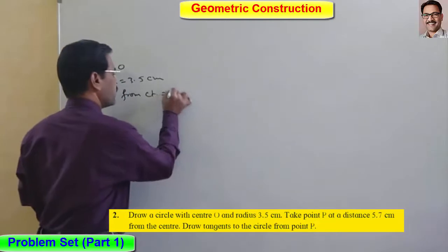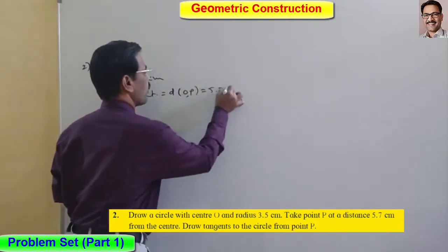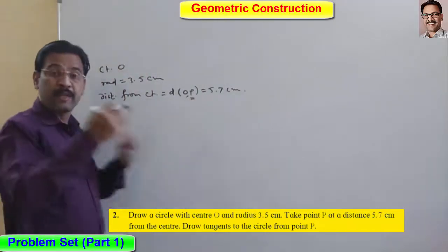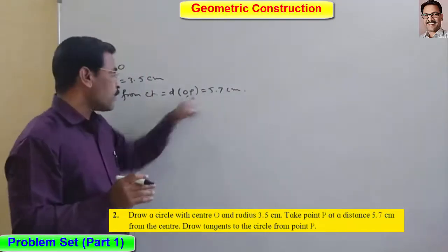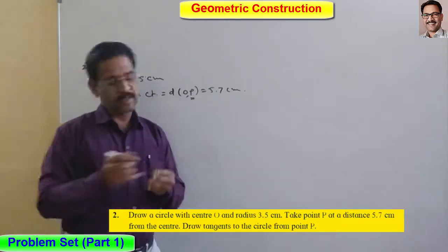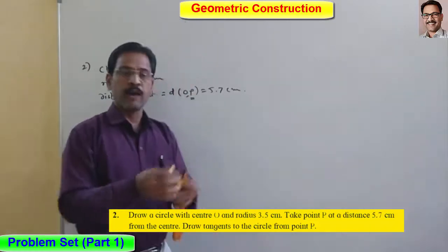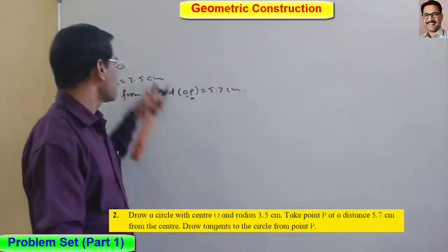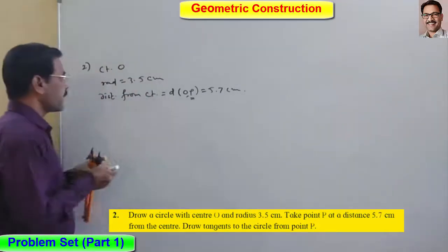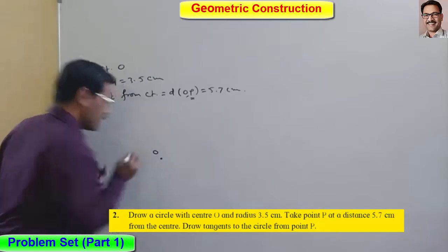That is, the distance OP is 5.7 centimeter. There is a point P that we have to take, at a distance of 5.7 centimeter from the center. Okay friends, let's see. First, we know everything here. We are going to take the radius 3.5 centimeter in the compass. First, I will mark that the center O is here. O is the center.